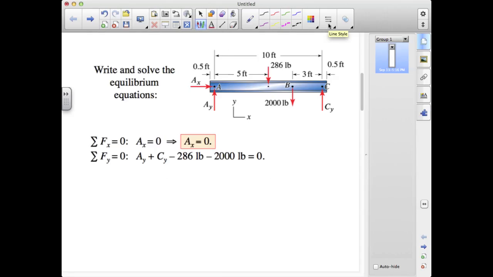Before leaving this example, let's take a minute to discuss options for choosing the point about which to take moments. We should look for a point that simplifies the algebra involved in enforcing equilibrium. Point A is a good choice because the lines of action of both reaction components at A go through A and therefore have no moment arm or contribution to moment equilibrium. This ensures that the only unknown in the moment equilibrium equation is CY.